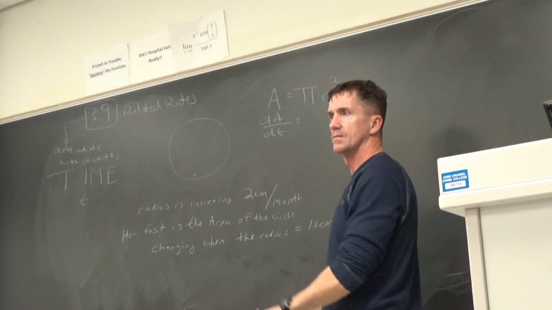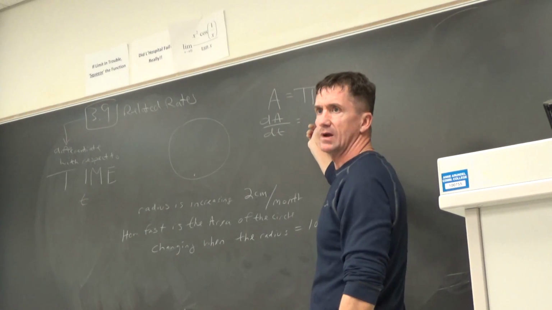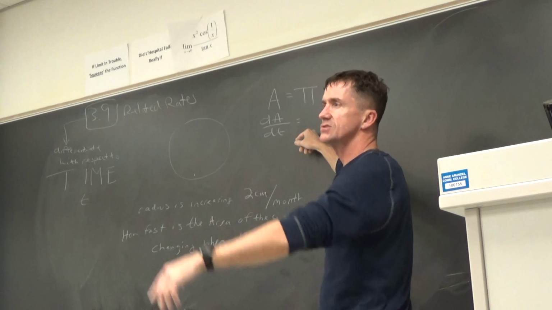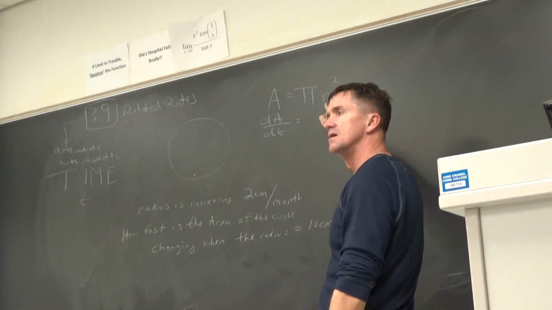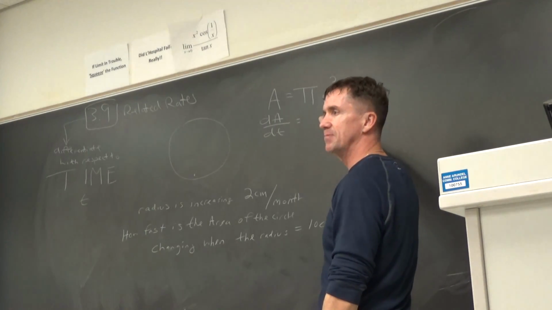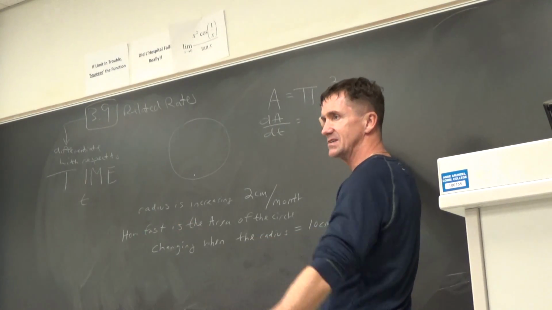Cool? What are we going to write? We're going to differentiate all this with respect to what letter? T. But what's interesting? That's not T, that's a what? R. So we're going to do this just like we did implicitly. That's what we're doing, implicit differentiation.